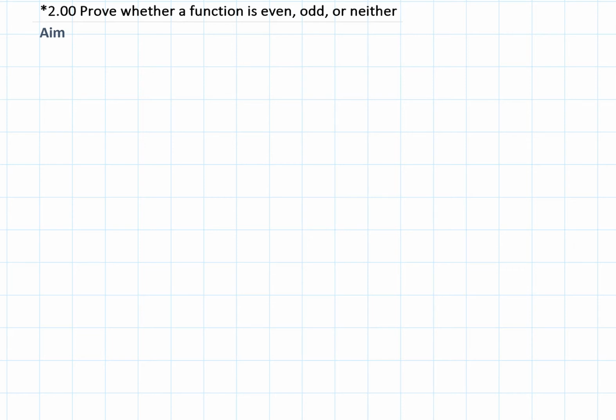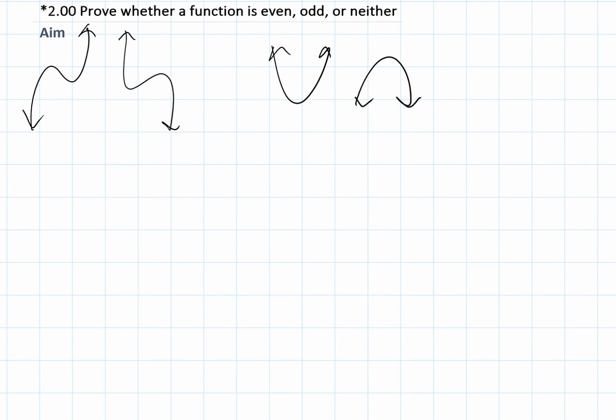Today's goal is to determine whether functions are even, odd, or neither. So we've noted in this unit that functions with odd degree have this shape if they have a positive leading coefficient, or this shape if they have a negative leading coefficient. Functions with an even degree have this shape or this shape, depending on if they have a positive or a negative leading coefficient.